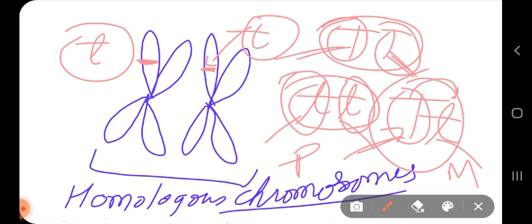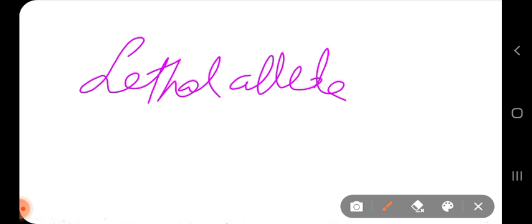Okay, now comes the dominant lethal. First we have to say about lethal. What does lethal mean? Lethal generally means lethal allele. Lethal allele indicates those alleles which are responsible for the death of the organism. Whoever carries the lethal allele will be sterile, will have different types of complications, different types of disorders, and will die before their developmental stage.